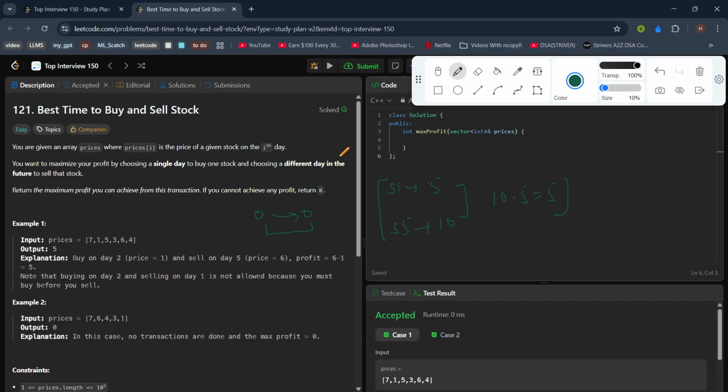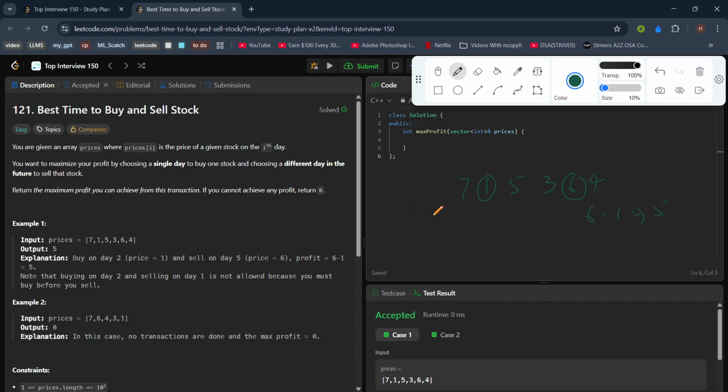Okay, so let us try to see the first test case. 7 1 5 3 6 4. So what we could do is we could buy on this day and we could sell on this day, so our net profit would be 6 minus 1, which would be 5.